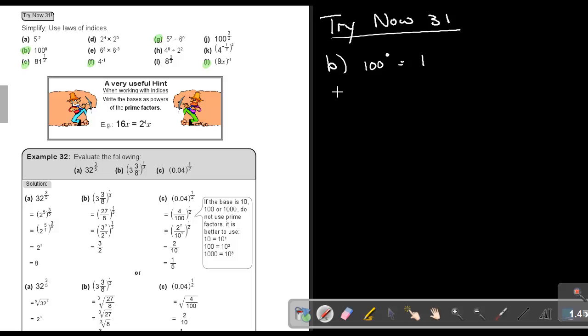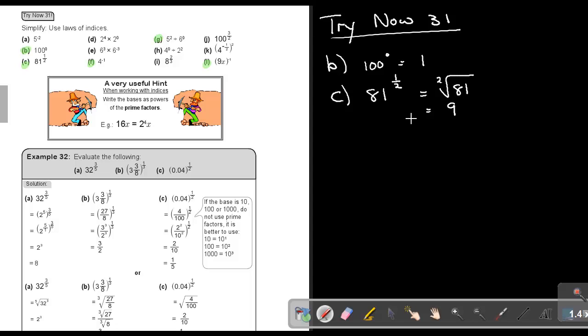This was number C. So it's 81 to the power of a half. Now remember, I can do it in two ways, and I'm going to do both ways for you. I can first take it and make it a root. And I can say 81, and the square root, remember there's a 2. The square root of 81 will be 9.